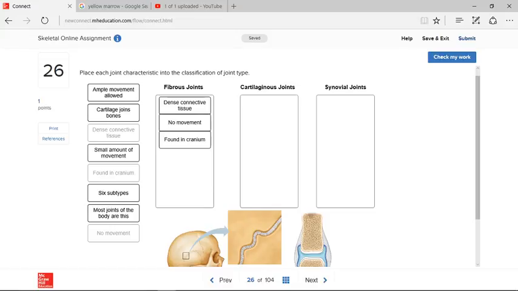So it's almost kind of both. Like it says in the knee right here, small amount of movement, but not really much. So cartilaginous joints, let's read that. Hyaline cartilage or fibrocartilage connects the bones of the cartilaginous joints. For example, joints of this type separate the vertebrae of the vertebral column.